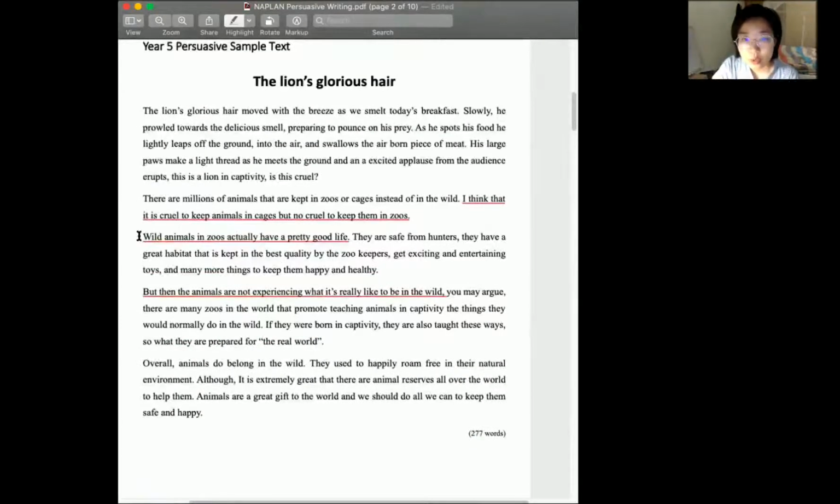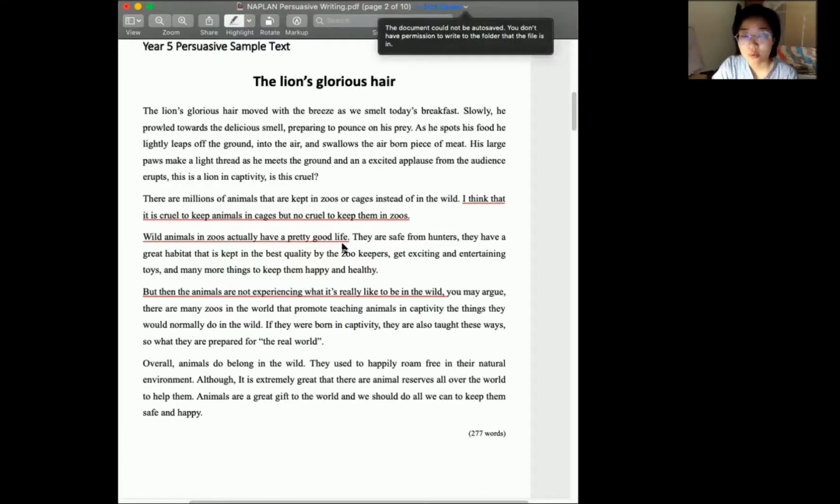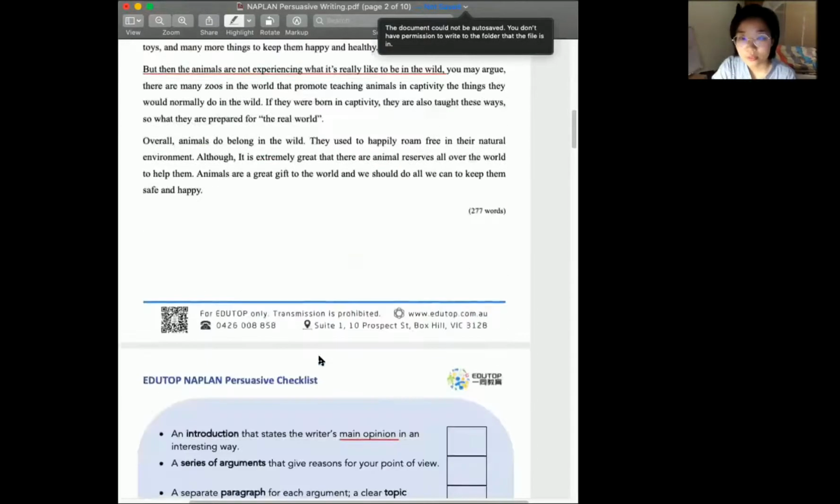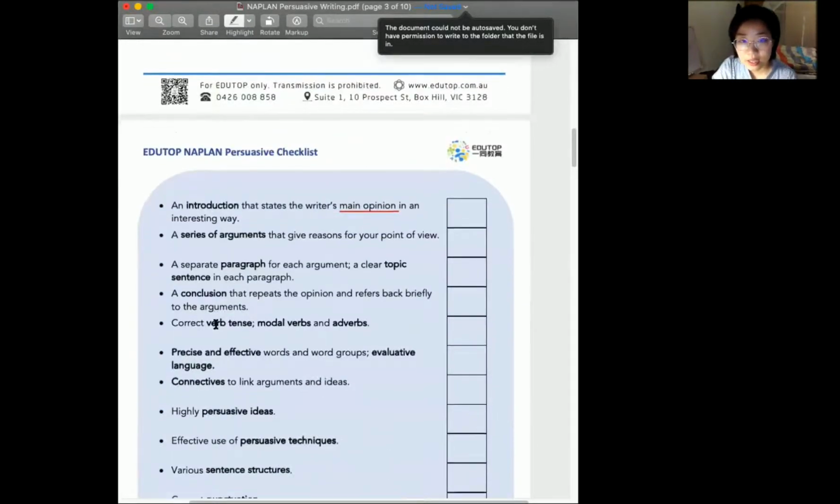So just now what Kristen underlined is called a topic sentence. What's the function of a topic sentence? It just gives an overview of what this paragraph is going to talk about. So once the reader reads this one, they know what to expect in the following, right? So topic sentence, yes. How about the next one?